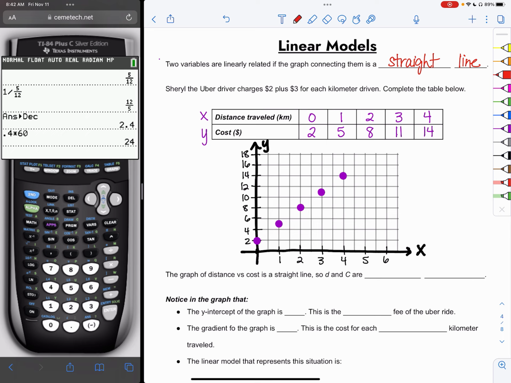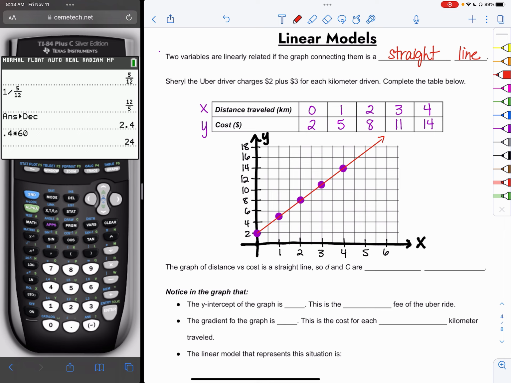So now I can connect these points with a line because I can drive as many kilometers as I want to. It says the graph of distance versus cost is a straight line. So we can say that D and C are linearly related. Because we use the variables D and C here, I know that on my x-axis, I can put D for distance and C as the cost instead of using X and Y.